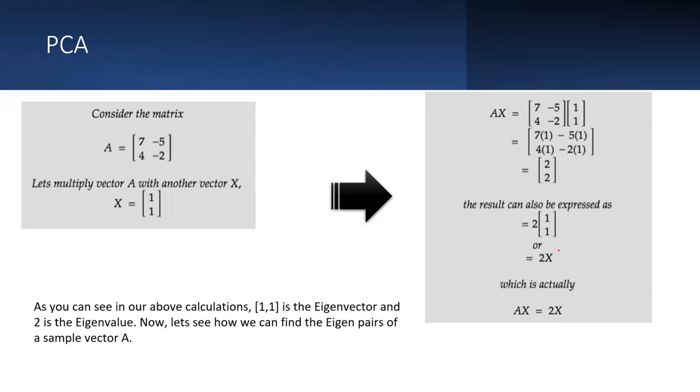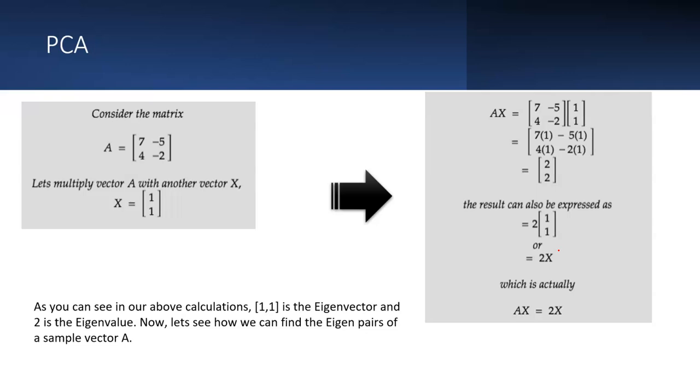So let's suppose this is the matrix. In the matrix we keep the data, and we multiply matrix A with a vector X. This is a simple multiplication which we learned in high school, and then we take a common factor of 2 out of it and get a simple matrix. So we can say it is 2 times x, which means Ax equals 2x. So we have reduced the dimensions very narrowly. As we can see in our above calculation, the vector is the eigenvector, and 2 is the eigenvalue.